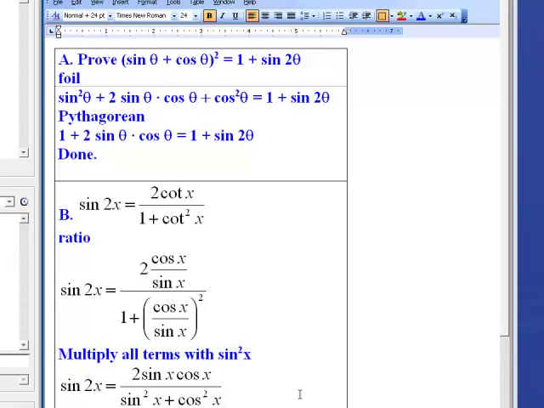At this point, the denominator equals 1 because of the Pythagorean identity, and therefore the numerator equals the left side, which is the double angle identity. And we're done.